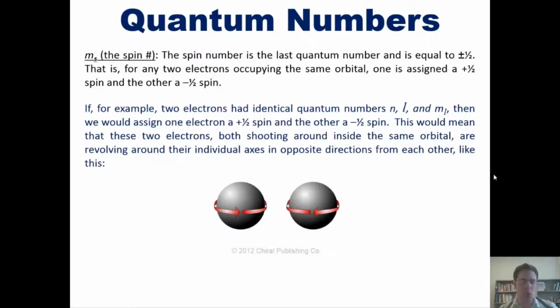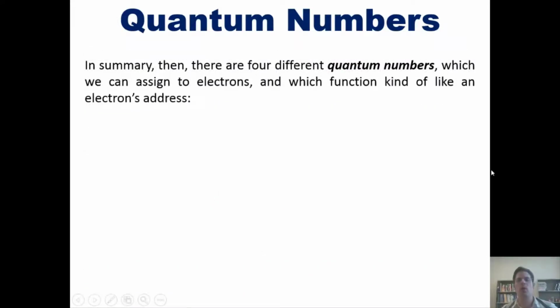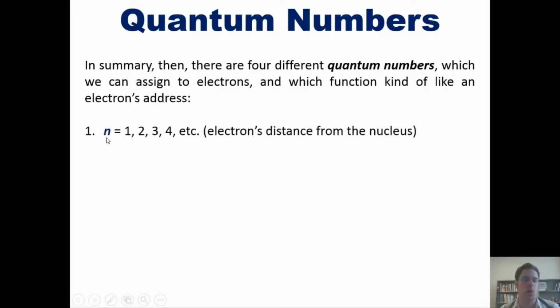As I mentioned, the Pauli exclusion principle says that no two electrons in the same orbital in the same atom can have the exact same four quantum numbers, n, L, m sub L, and m sub s. Does that make sense? I hope so. So in summary, there are four different quantum numbers which we can assign to electrons and which function kind of like an electron's address. The first one is n, or the principal quantum number.